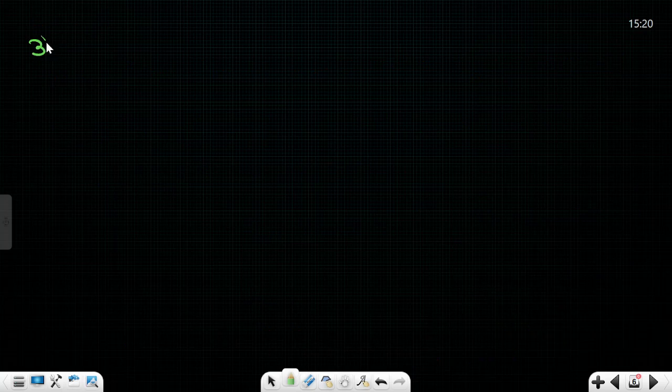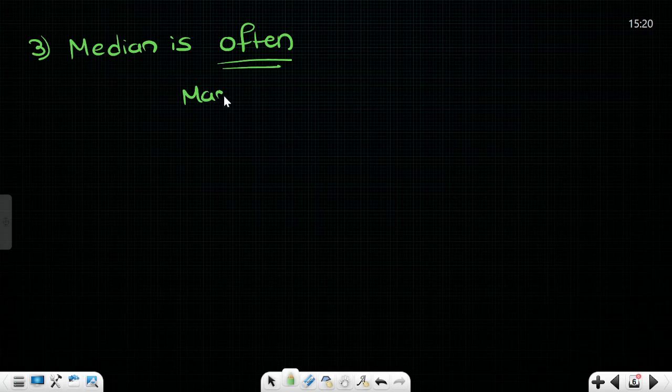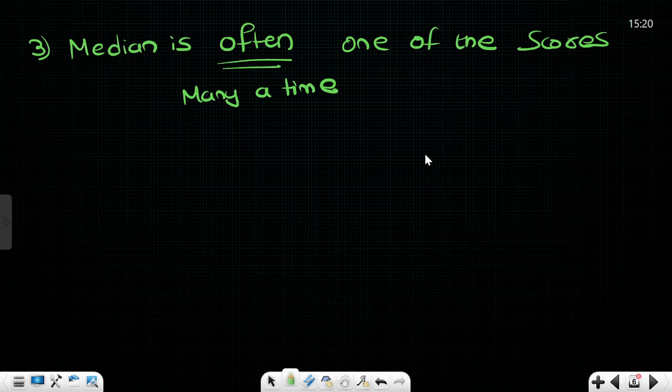Now the third point is, Akshita, median is often... What is the meaning of the word often in English? Many a time. Many a time, matlab, out of 100 times, 95 times, like that. Median is often one of the scores. Whatever data is there, among the data only you will have the median, but very rare times that it will become the average of two data values or so.